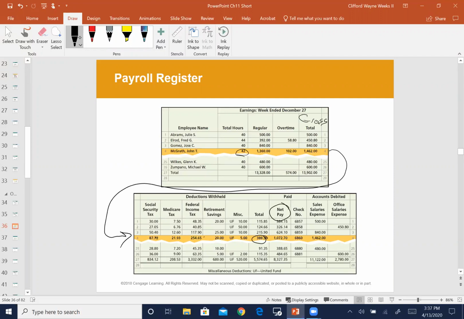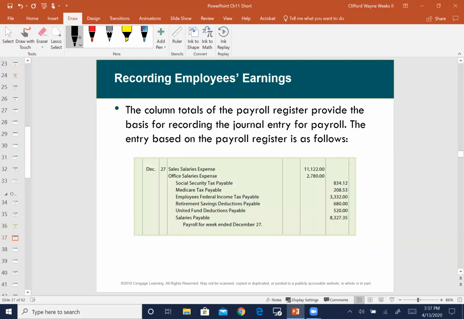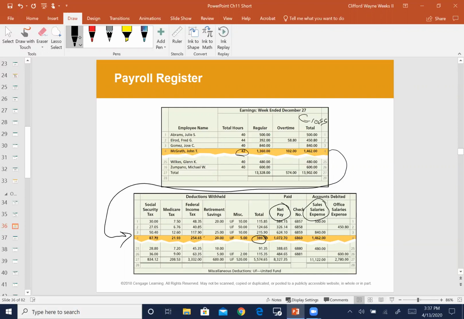We used check number 6860 to pay him, and we count him as this sales salaries expense. And so, as you've been doing your comprehensive problem, you've basically been journalizing the sales salaries and office salaries expenses for your company, and you would have pulled it off of this table. From this payroll register, we're able to pluck off all of the numbers we need to make the journal entry.